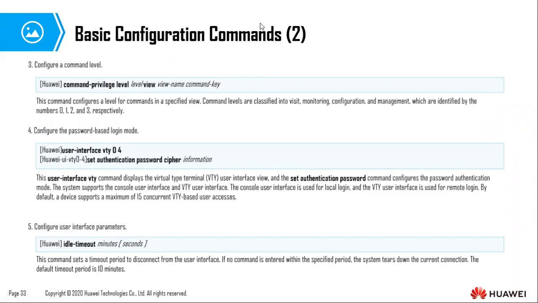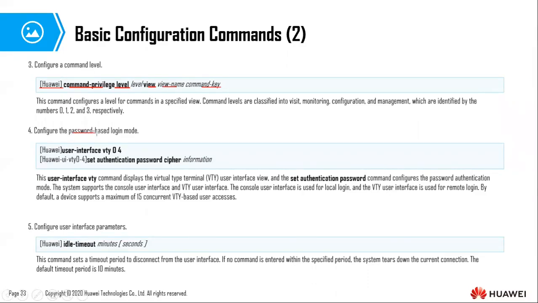We can also configure command level. The command to do that, first thing, you have to be on system view to configure command level and command privilege. So you start with the keyword command-privilege, then level, and then you give it a value between 0 and 3, then view name and the particular command that you want them to see.